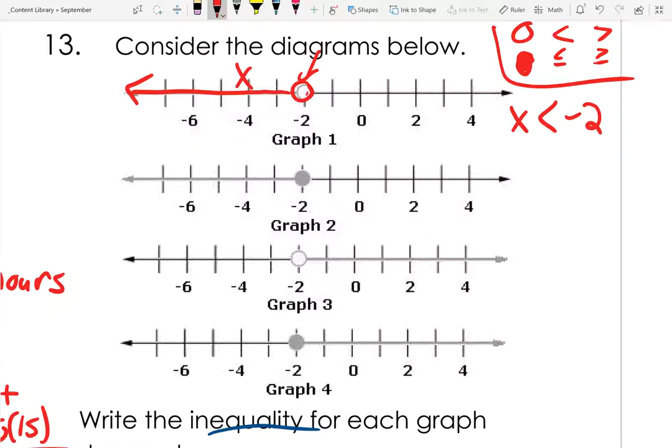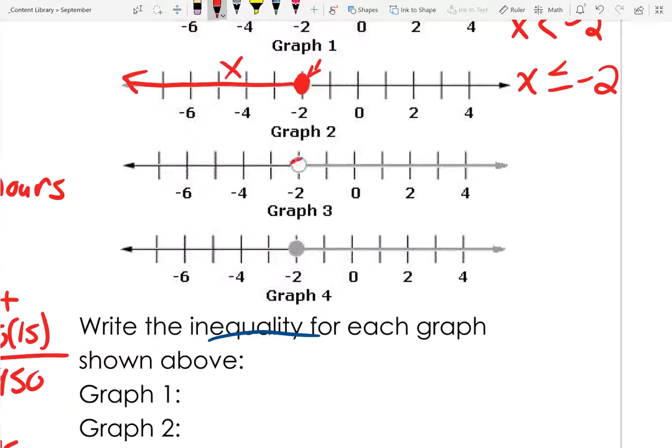Now, part B, the second part here, we have a closed circle, and it's also shaded to the left. So it's still less than, because -4, -6, all these numbers over here on the left are less than -2, but because it's a closed circle, it's less than or equal to -2.